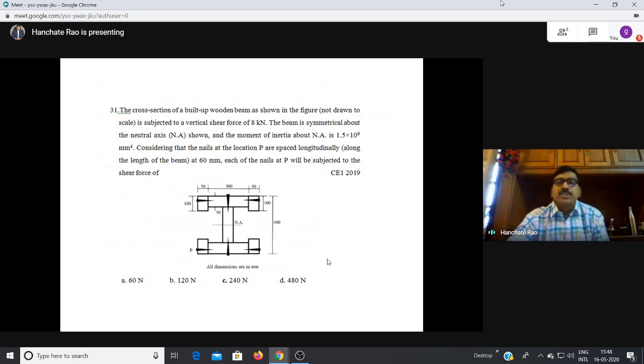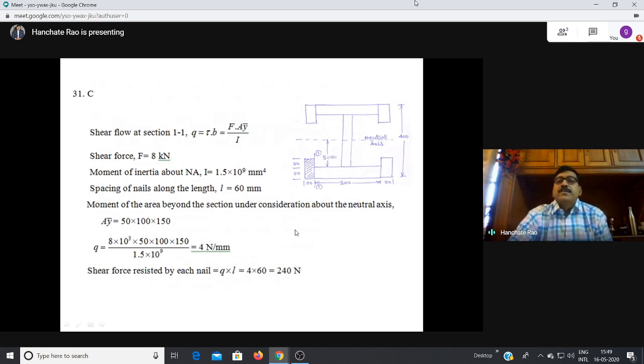So we have to find the shear flow first. Let us consider the shear flow at any section 1-1. Any section you take is okay. If you take section 1-1, the shear flow is equal to tau into B, which is nothing but F into Ay bar by I. F is given as 8 kilonewtons, and the moment of inertia about the neutral axis is given.